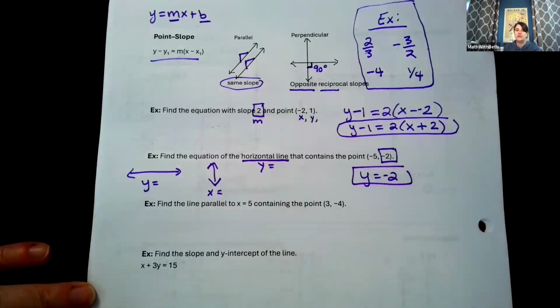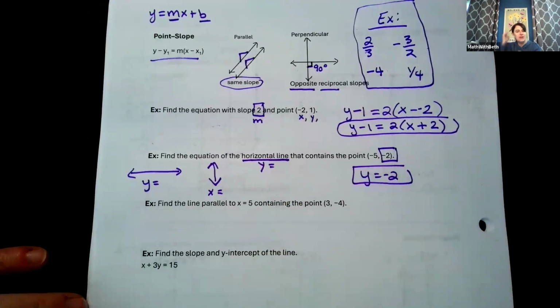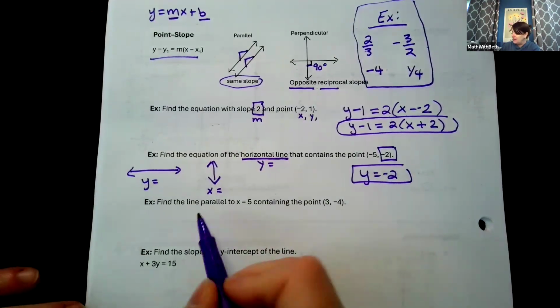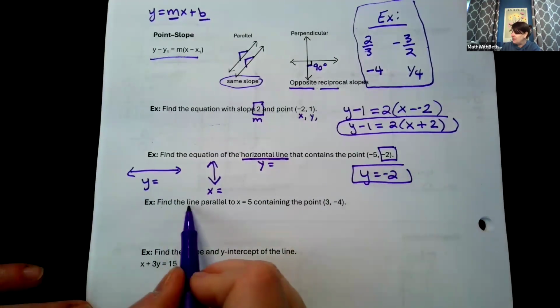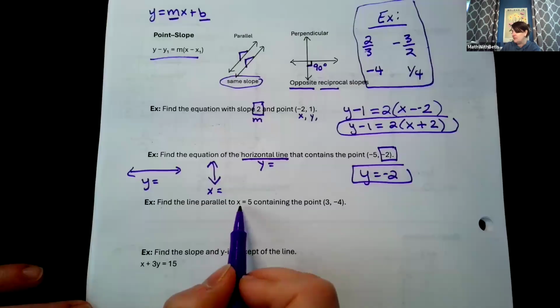That is our final answer. So the special line should be the easiest ones if you can keep straight which is which. And then this is also about a special line. Find the line parallel to x equals 5.